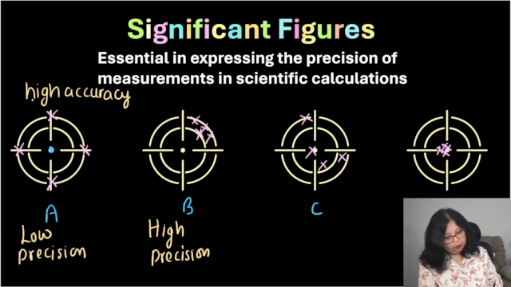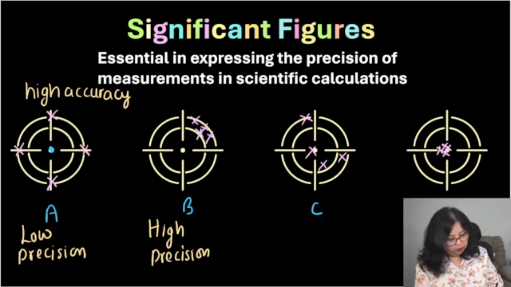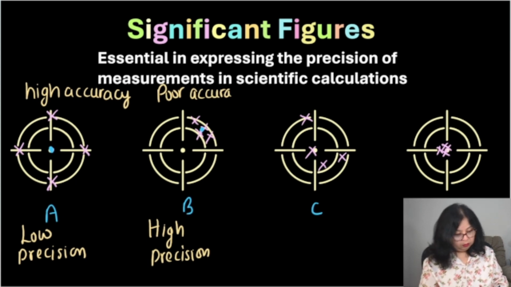What would you say about player B's accuracy? The average of these 4 darts will be somewhere over here, right? Here. And it's not very close to the center. So this one will have poor accuracy. All right, that's player B. Player C, where do you think the average would be?